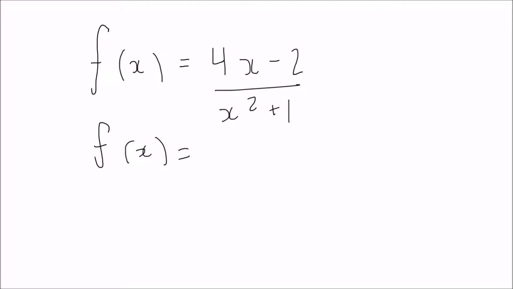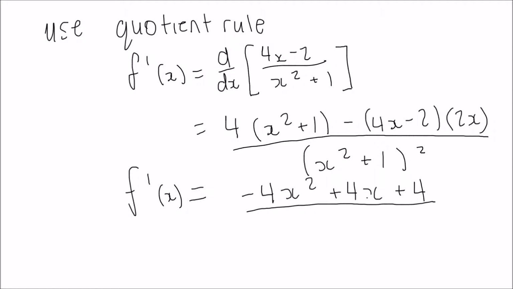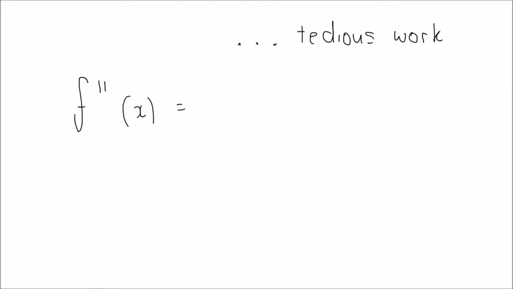So here you start with your original function, and then you derive once to find a function, and then you end up with another function which you can derive once again to find the second derivative of the function. So what you want to use is your quotient rule to find the first derivative of f of x, and you'll get 4x squared plus 4x plus 4 over x squared plus 1 squared. And then all you have to do is do it again. Really, it's really quite simple.